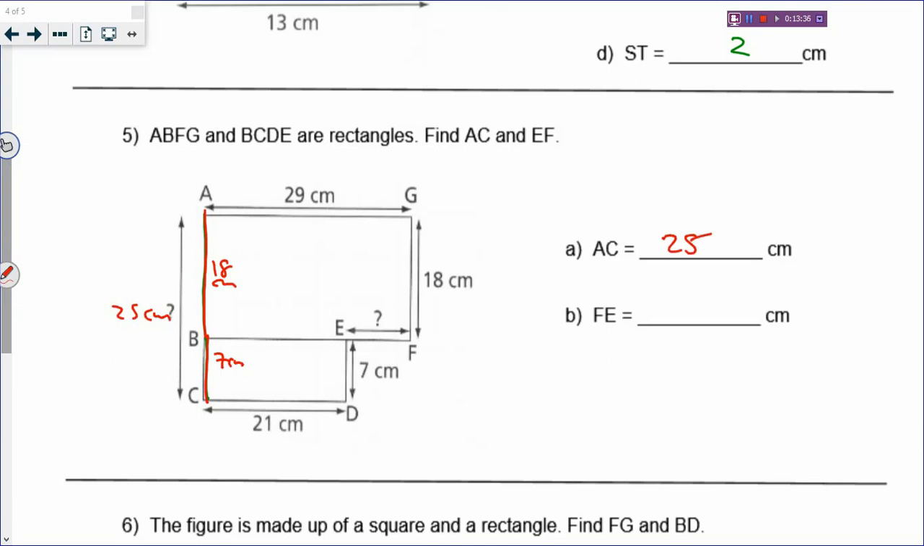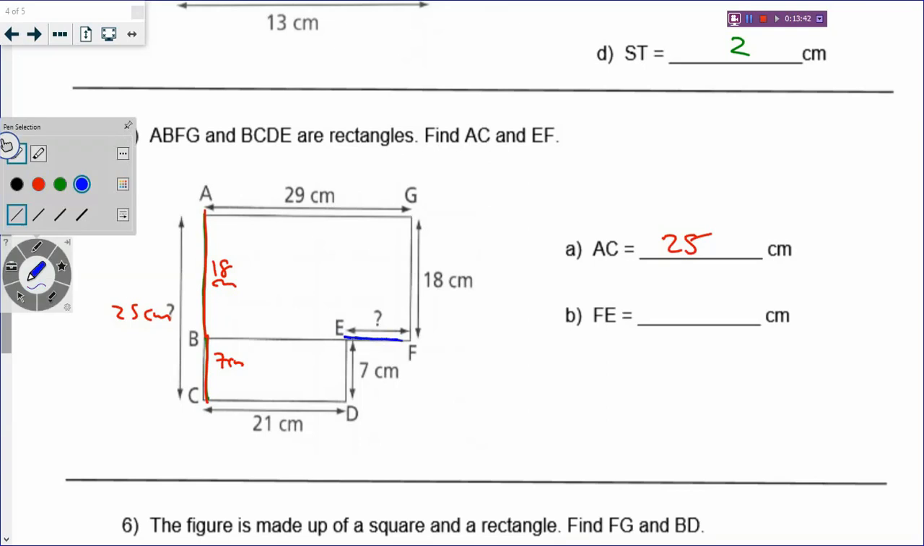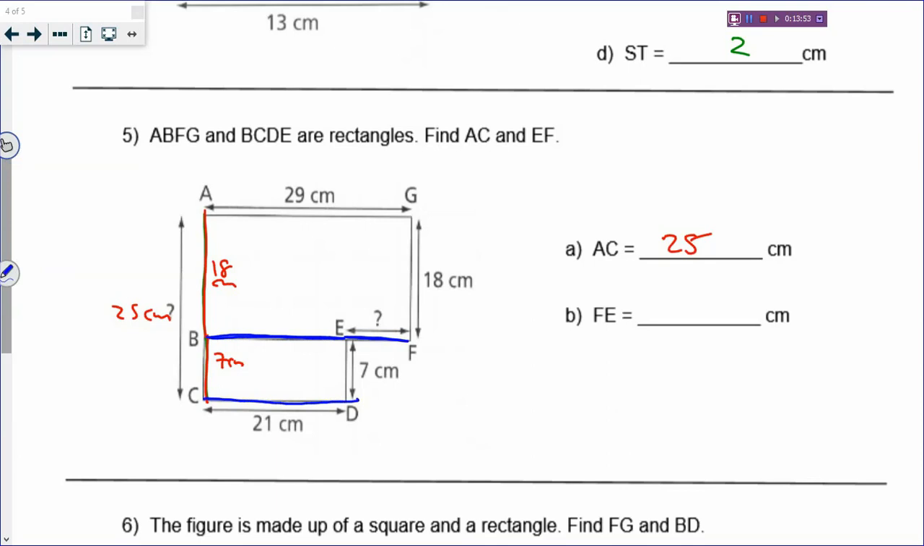Then how about the other, FE? How do you find FE? Then let's use a different color. I want to find this side, FE. So do I know how long is this side? There's no number there, but you look opposite, which is CD. Can you see CD? Which is 21 cm. So opposite sides in the rectangle are the same, right? So that's 21 cm as well. Then you take 29 and you minus 21, and that's how you get 8 cm. So your EF or FE is 8 cm. So the trick is what? Opposite sides. Look for opposite sides which are equal.